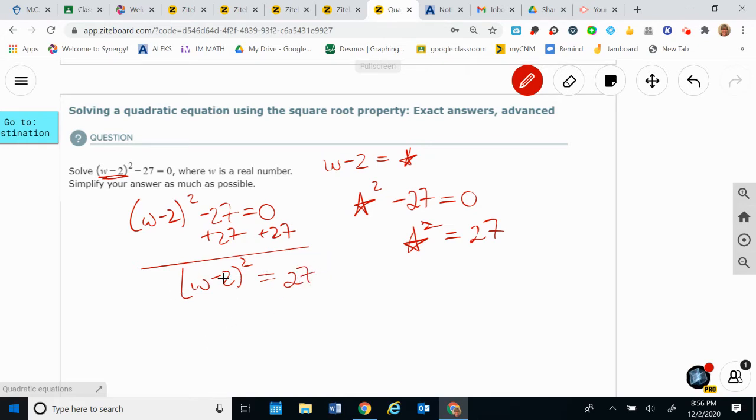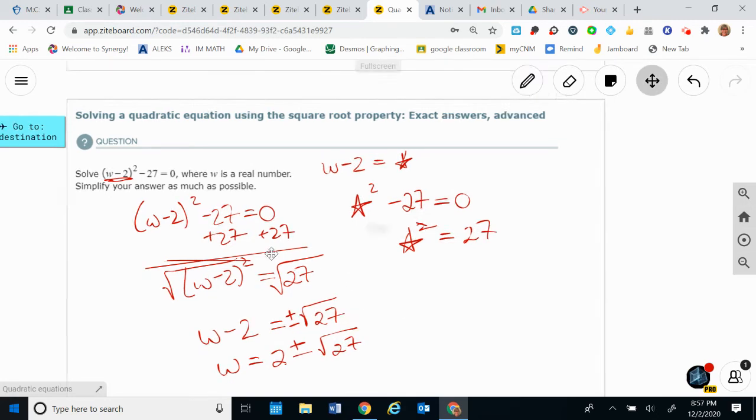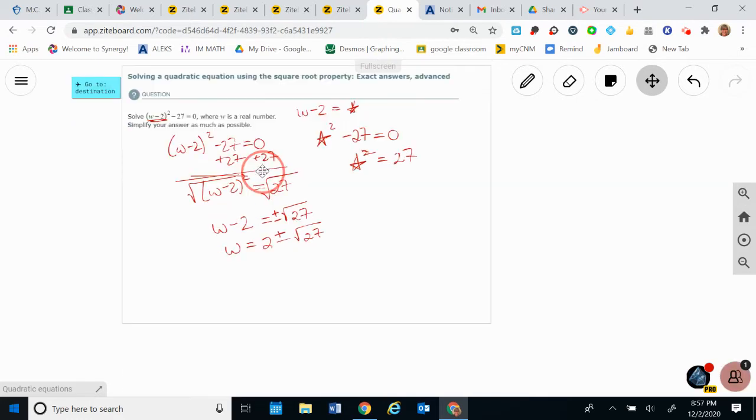Now, the reason why we want it in the square is now we can take the square root. And then these two undo each other, and you get W minus 2 is equal to the square root of 27. Add 2 to both sides. Now, you should remember from your radicals I should put plus or minus the square root of 27. Add 2 to both sides, and you'll get 2 plus or minus the square root of 27. Now, that looks pretty good. I'm going to shrink it down so I can keep adding. It's not quite done, though.